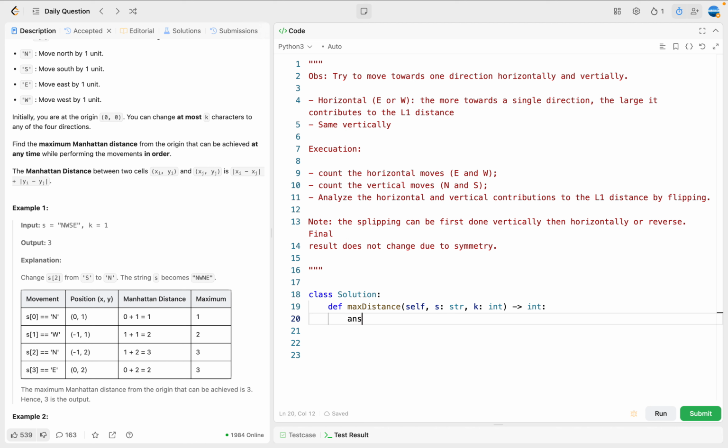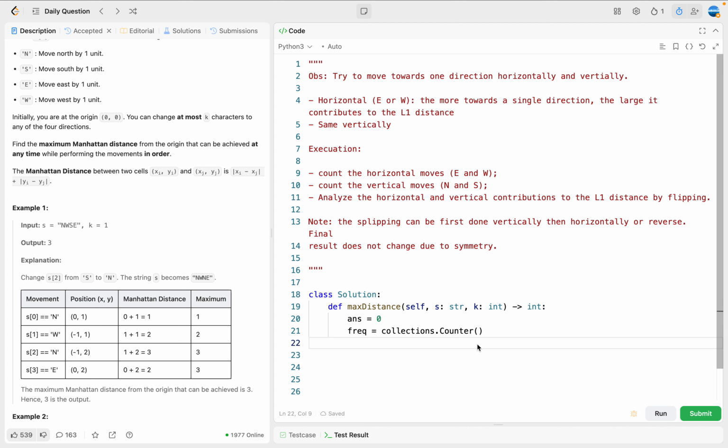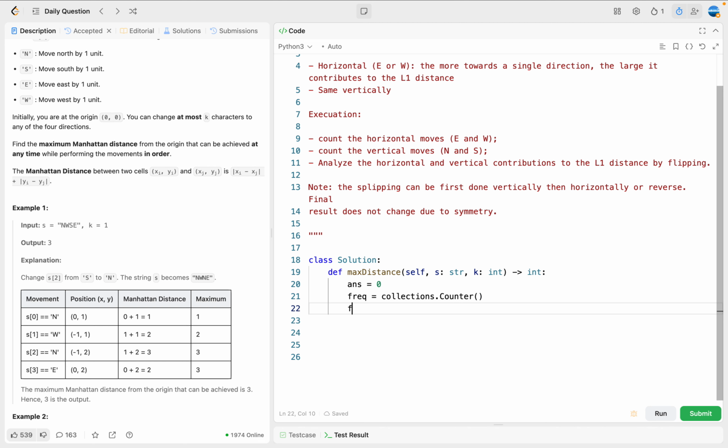First, let me initialize answer. This will be the final state of this variable that we want to return. In other words, answer is going to monitor, in the moving process, the largest possible Manhattan distance. So here let me have a frequency count. It's collections.Counter, right? This is a dictionary with default value 0, right? And then we are going to iterate for character in s. Let's first increment this frequency by 1.